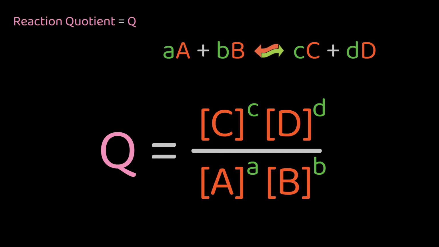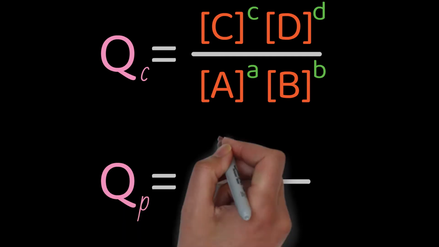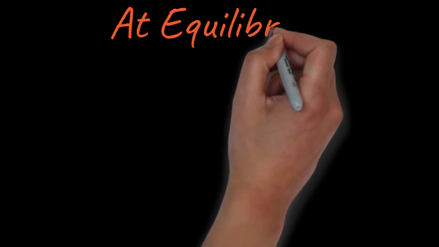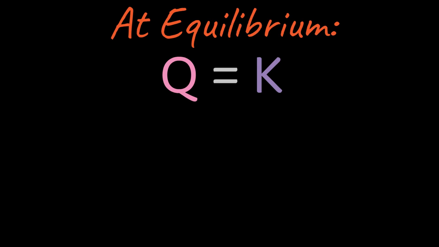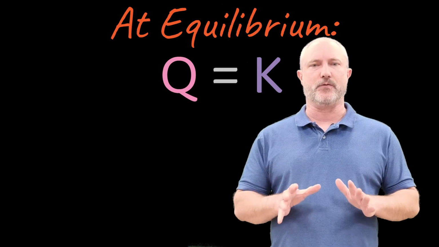Additionally, Q can be expressed in terms of the concentrations of reactants and products or in partial pressures when they are all in the gas phase. Chemists represent the unchanging equilibrium value of Q as the capital letter K, which is the equilibrium constant. When Q equals K, then the system is at equilibrium.